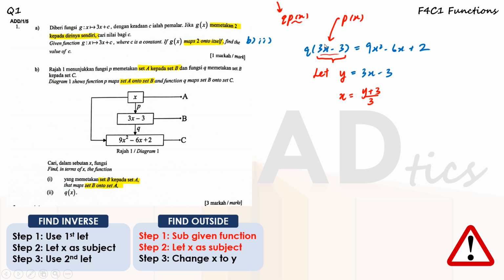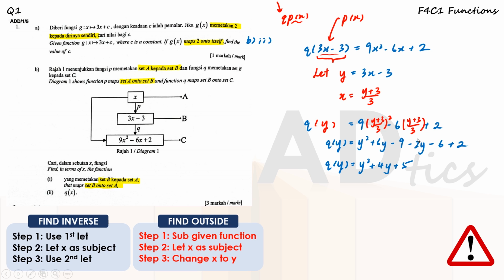Okay, so for this 3x minus 3, it will become y. So here on the left side will be q of y. And for the right side, this x will become this. So we sub it here and we simplify it.